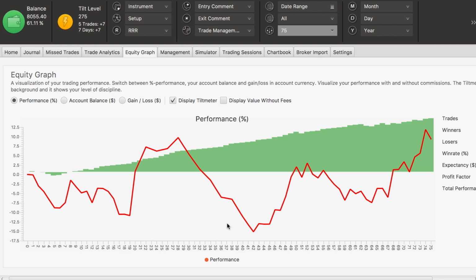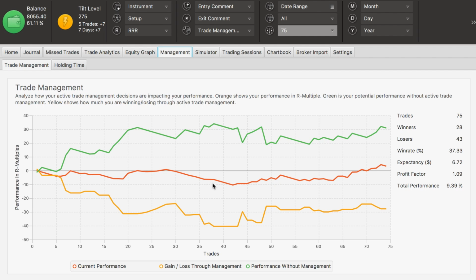So for that, I like to go further to the trade management area. And here you can see a big problem. You can see that the green graph is above the orange line, which means that the performance without the trade management is larger than his current performance. This means that the trader is mismanaging his trades, which could mean that he's either taking his losing trades too late, maybe he's delaying his loss taking, or on the other hand, he is cutting his winning trades too short. He is exiting his winning trades too short.